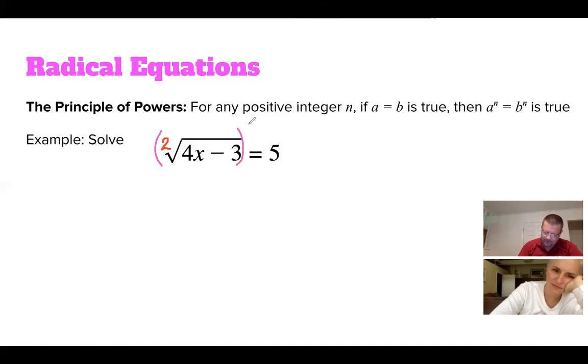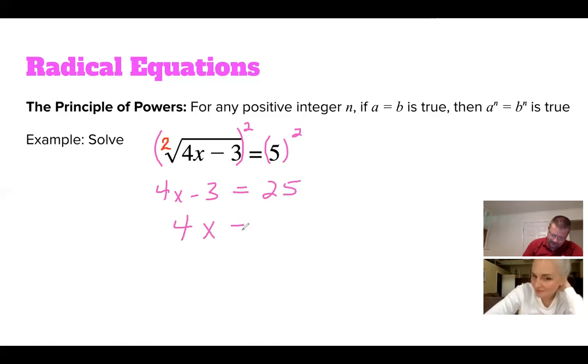But to get rid of it, if I take a square root and square it, so what thou doeth unto one side of the equation, thou must doeth unto the other. So I get 4x minus 3 equals 25. And I go to work. So 4x is equal to 28, and then I get x is equal to 7.